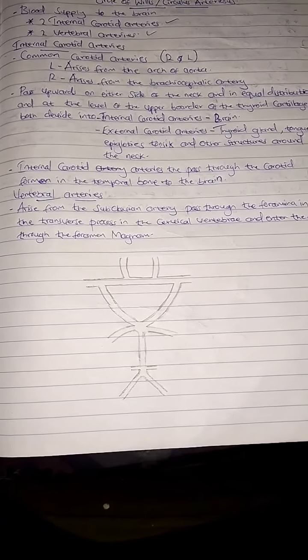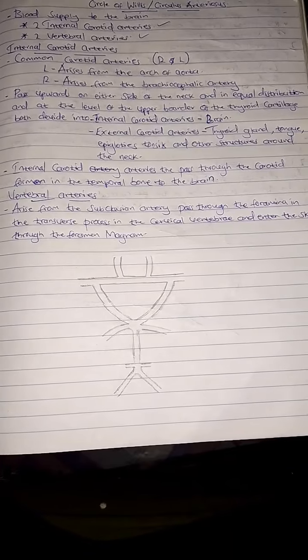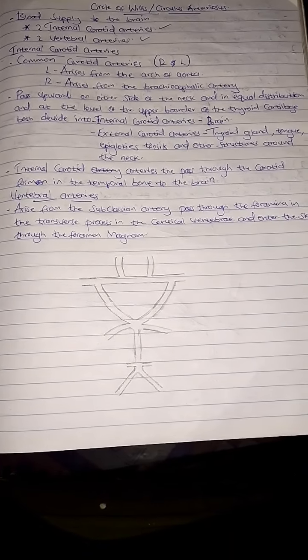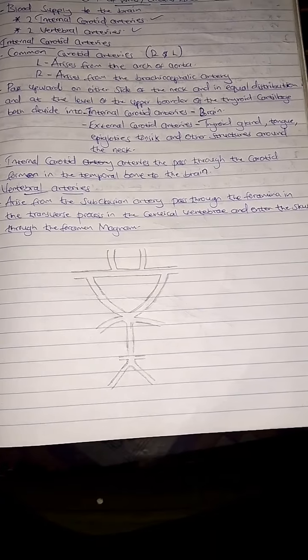Then we go to the vertebral arteries. Let's talk about the vertebral arteries. Now, the vertebral arteries, both of them, arise from the subclavian artery and pass through the foramina in the transverse processes of the cervical vertebrae and enter the skull through the foramen magnum.